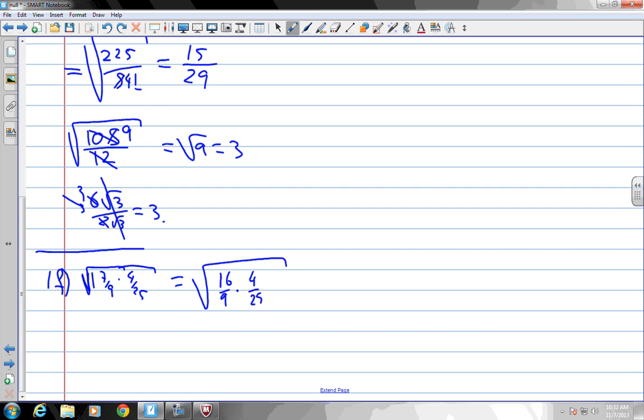Right? Which are perfect squares. They're all perfect squares now. So you just take the square root of each. The rules allow us to do that. So it's 4/3 times 2/5. So that ends up with 8/15. Just multiply straight across. So if you have those mixed fractions, convert them to improper fractions. Yeah?